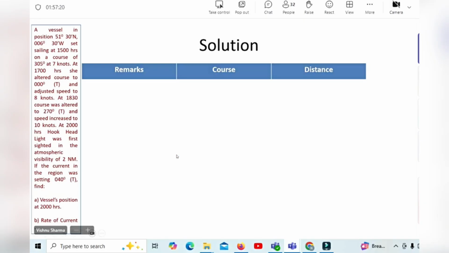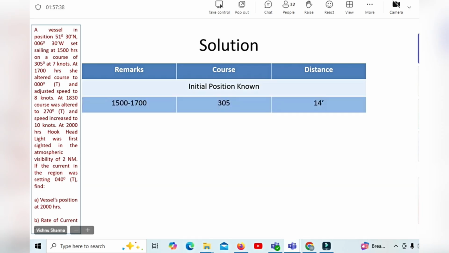See guys, now here is the question by the side of it. A vessel is in position, so initial position known. At 1500 hours, she sets on a course of 305 degrees at 7 knots. She alters at 1700 hours. So 2 hours of steaming at 7 knots, 14 miles, 305. Correct, guys? First leg is correct. At 1700 hours, she alters course to 000 degrees true and speed 8 knots till 1830, 1.5 hours. So next leg is from 1700 to 1830. Course is 000 and distance will be 12 miles.